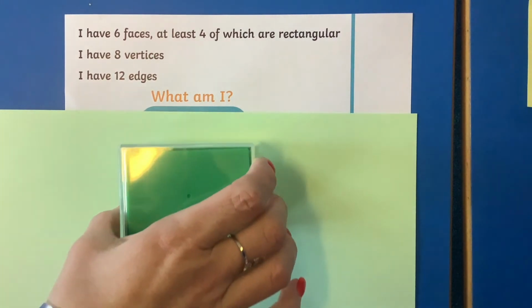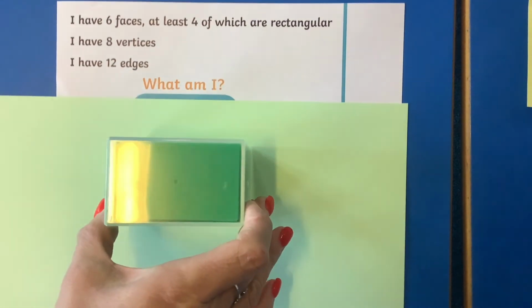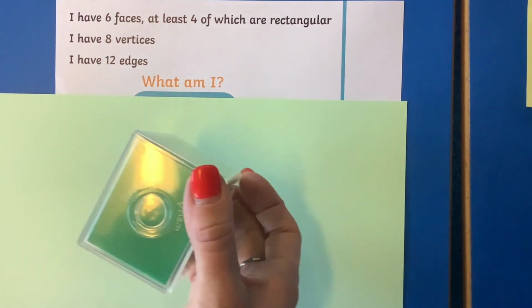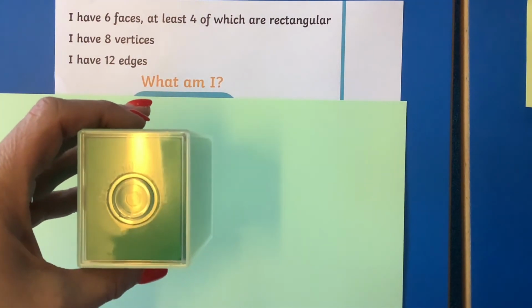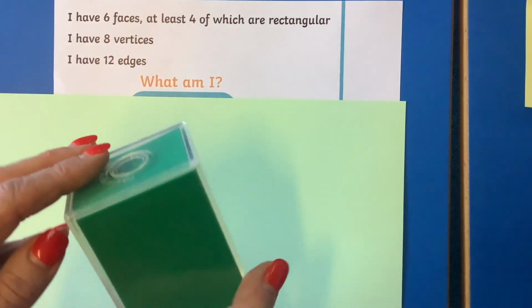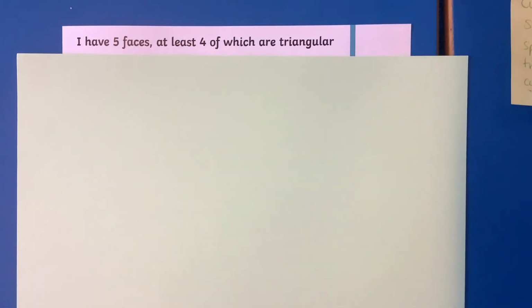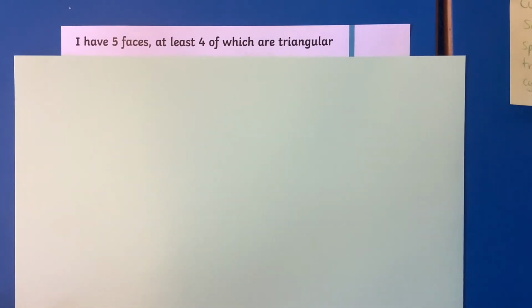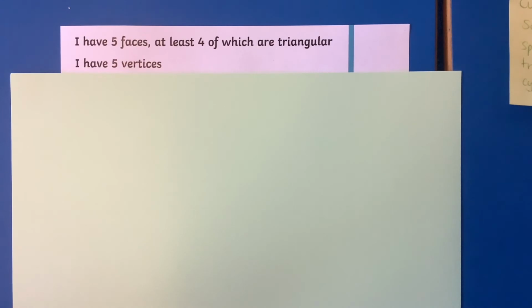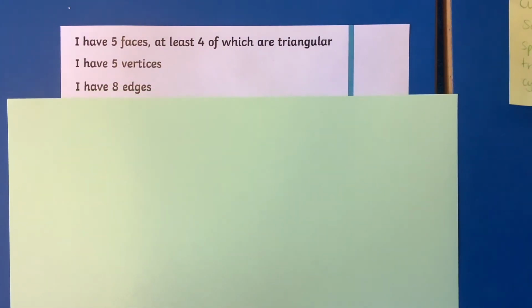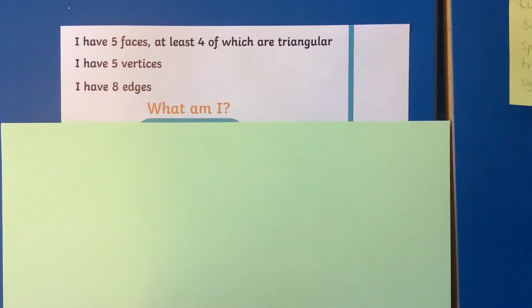I'm a cuboid. Also, we can call this a rectangular prism. So there we go. Number 2. I have 5 faces, at least 4 of which are triangular. I have 5 vertices. I have 8 edges. What am I?